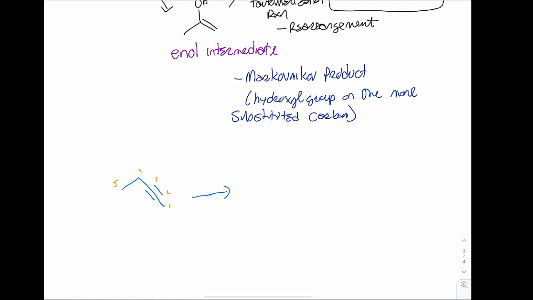So if I'm reacting this using mercury sulfate, water, and sulfuric acid, H2SO4, I'm actually going to get two different products. And I usually like to draw the enol intermediate. It's easier for me to visualize the product if I do this. So my double bond is between carbon 2 and 3, and then I can have one intermediate where my hydroxyl group is on carbon 2, and then I can have another intermediate where that hydroxyl group is on carbon 3. Right? Carbon 3 has one carbon-based group bonded to it. Carbon 2 also has one carbon-based group bonded to it.